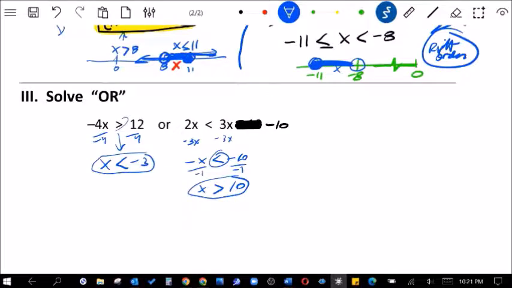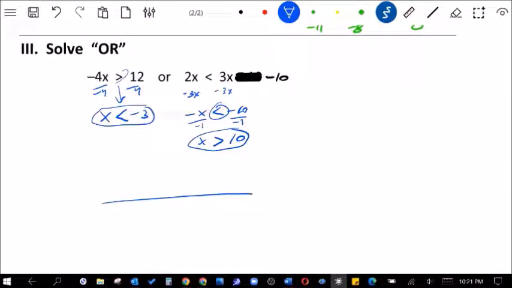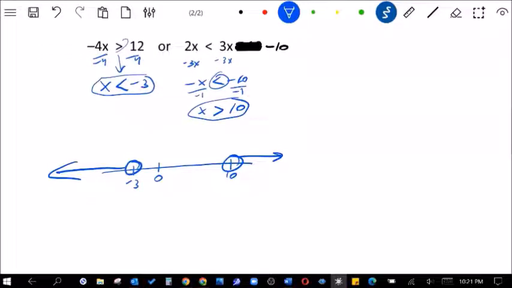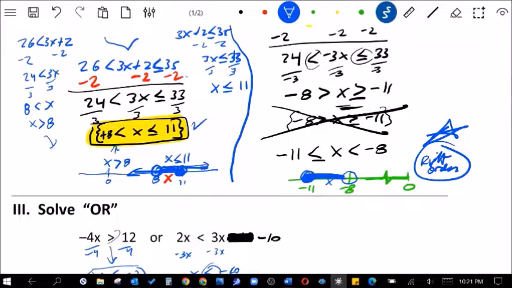Now let's take a look at this on a line. We have 10 out here, 0 here, negative 3 here. So x less than negative 3 is all the numbers less than negative 3, and x greater than 10 is all the numbers greater than 10. So we actually have 2 of them. We can't put it like here, where we put the x in the middle. Okay, so that's a perfectly fine thing to do. I just realized I could double this, so I'm going to do that. Then we're going to go back.